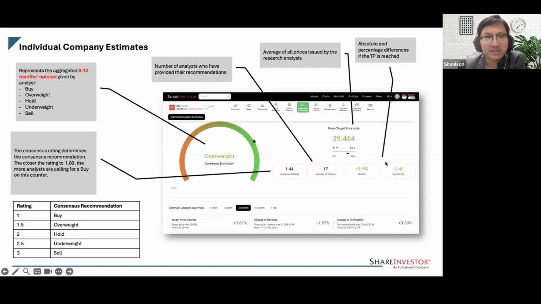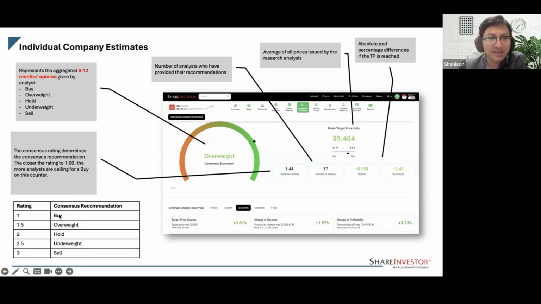And if you look at these 5 ratings, they also correspond to a number. So you can see on the screenshot, this is 1.44, the consensus rating. So what does it mean? There are 5 grades, and different research analysts give different ratings. So we want to compute the average rating from the overall market, so we have to do some mathematics to calculate this.